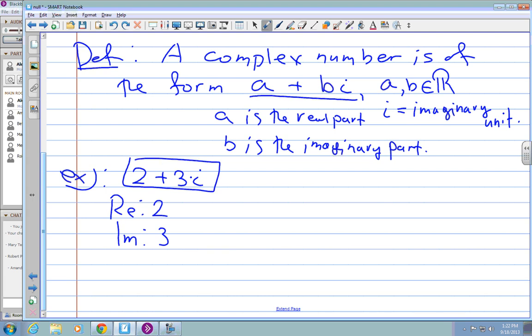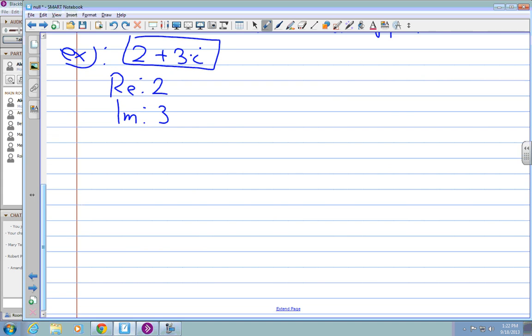There's nothing else I can do. I cannot add them. If this was 2 plus 3x, you wouldn't be able to combine it, so it's kind of the same thing, right? Cannot do anything about that. So here's an example. It is a complex number. 2 is the real part, 3 is the imaginary part.